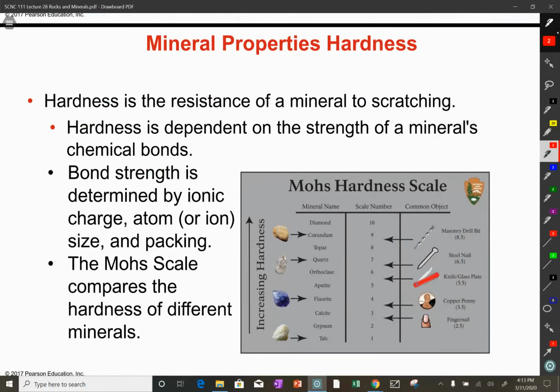Now, hardness is a measurement of how hard it is to damage the surface. So something that's hard, it's difficult to damage the surface. And we have this thing we call the Mohs hardness scale. And the hardest thing is diamond. Diamond has a hardness of 10. Corundum. Corundum is the same thing as sapphire.